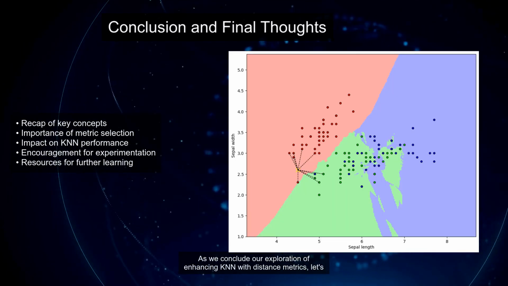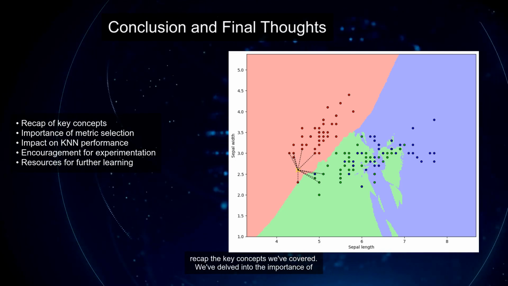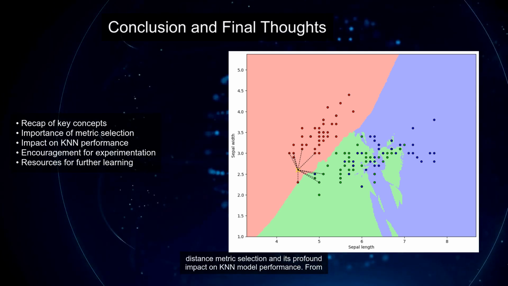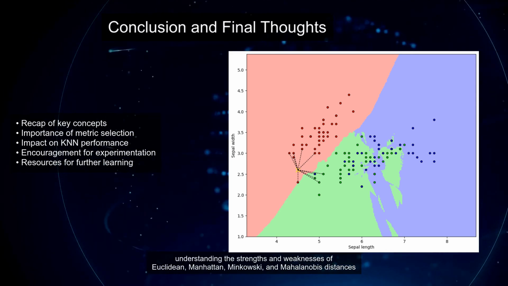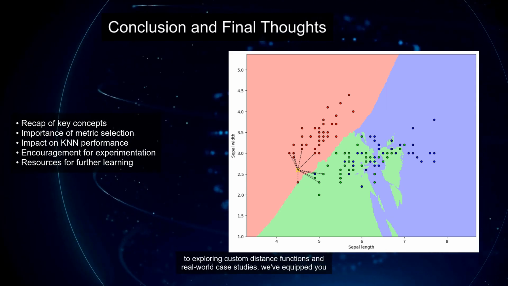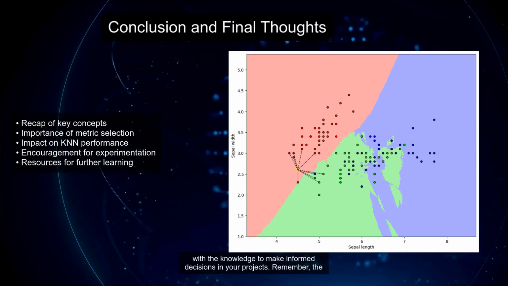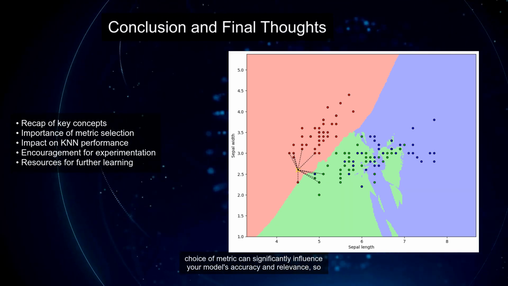As we conclude our exploration of enhancing KNN with distance metrics, let's recap the key concepts we've covered. We've delved into the importance of distance metric selection and its profound impact on KNN model performance. From understanding the strengths and weaknesses of Euclidean, Manhattan, Minkowski, and Mahalanobis distances to exploring custom distance functions and real-world case studies, we've equipped you with the knowledge to make informed decisions in your projects.